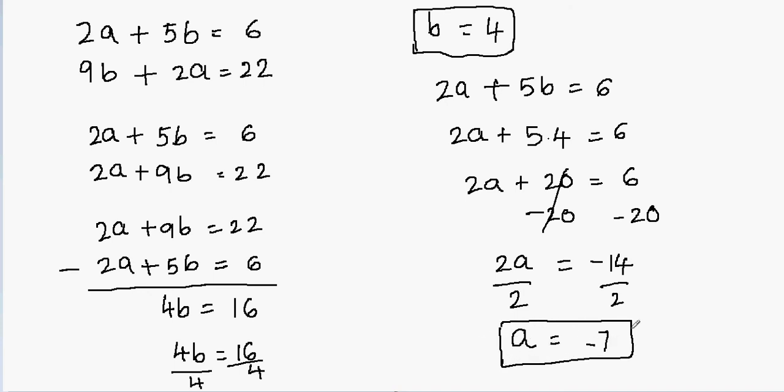So here, I can write this as an ordered pair. I have a and b, and a will go first, so I will write the x coordinate first, which is a, and then the y, which is b, which is 4 here. So my answer will be negative 7 comma 4.